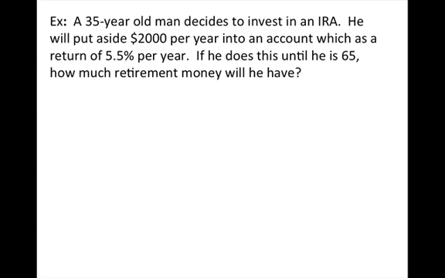In the next example, a 35-year-old man decides to invest in an IRA. He will put aside $2,000 per year into an account which has a return of 5.5% per year. If he does this until he's 65, how much retirement money will he have? So it's a compound interest account because he gets a return of the 5.5% each year. Then you decide, am I making one single deposit or repeated deposits? He's depositing $2,000 each year, so it's repeated deposits.